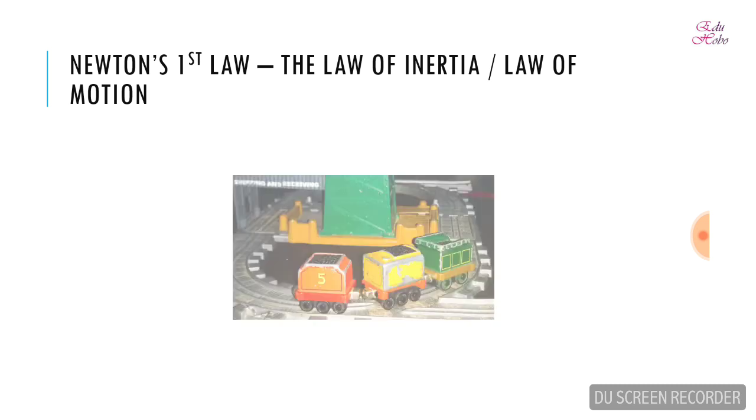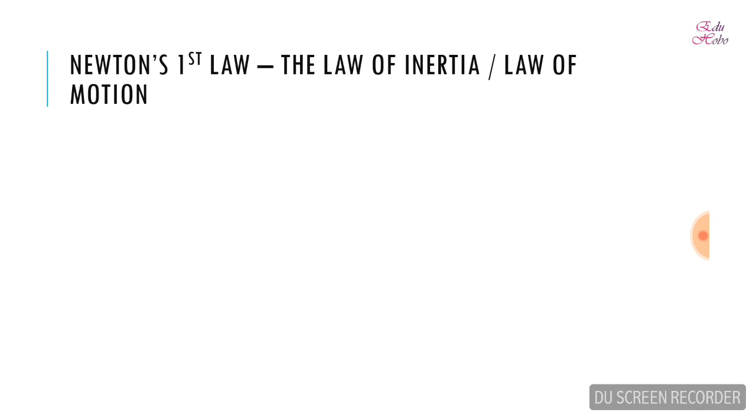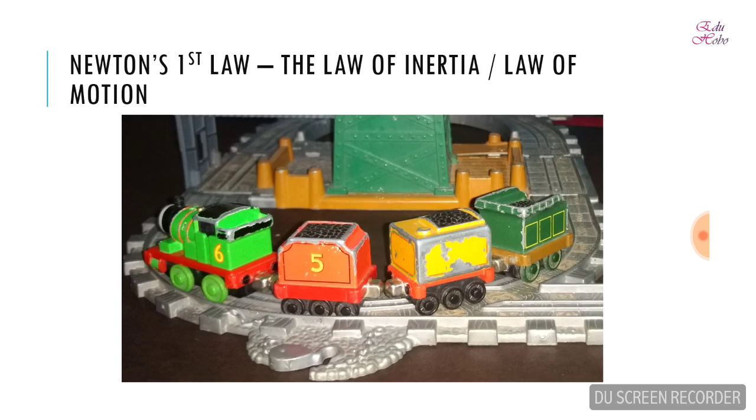The behavior of objects can be described by saying that objects tend to keep on doing what they are doing unless acted upon by an unbalanced force. For example, in the given picture, a train will continue to move unless it is stopped by brakes or by the force of friction.